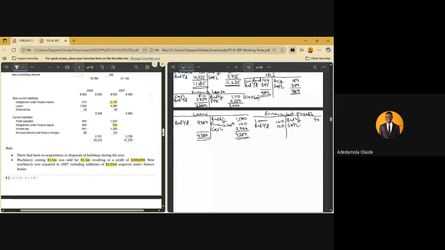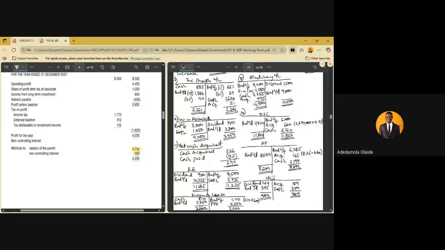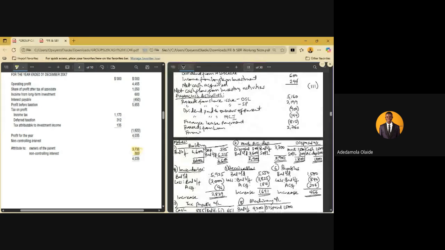SOPL. The one charged in the account for the year, interest payable 450. So this will give us how much? 540. 540 minus 240, the cash paid during the year will be 300. So finance cost paid, 300.